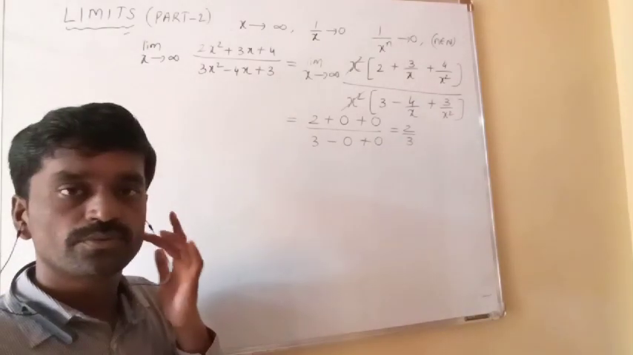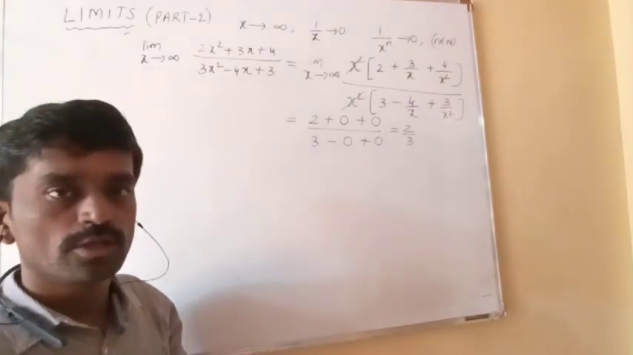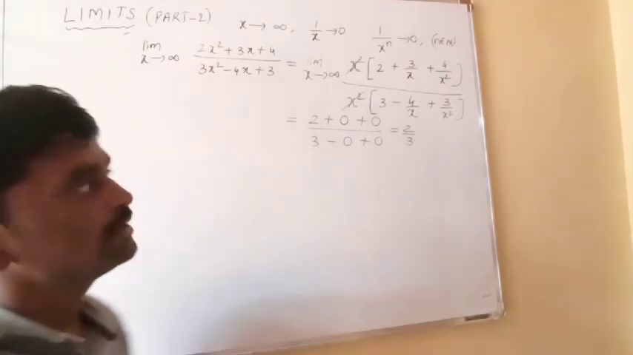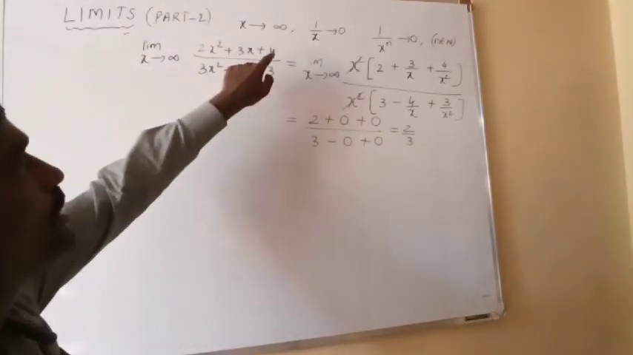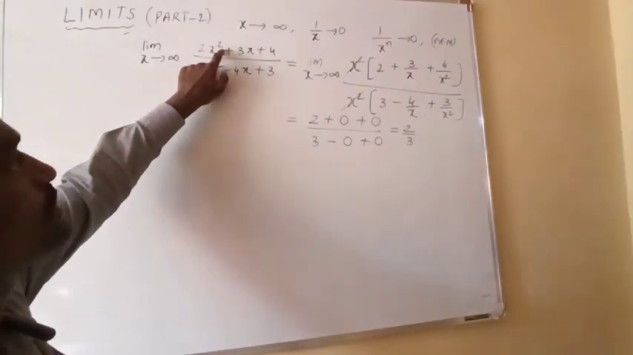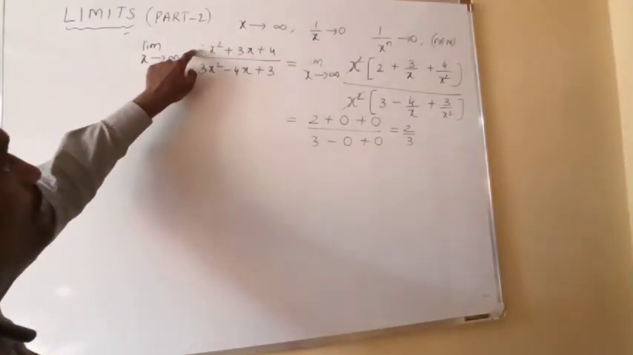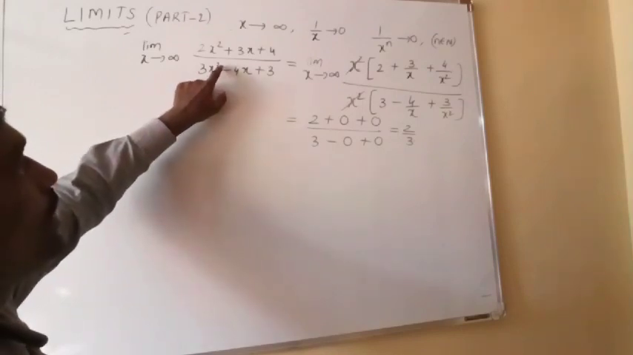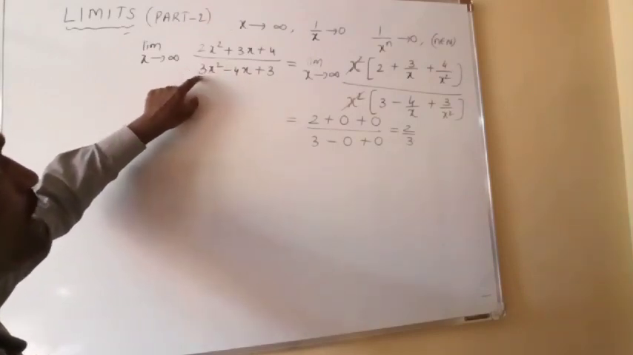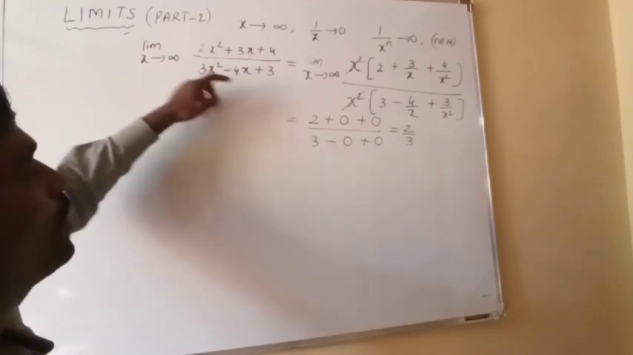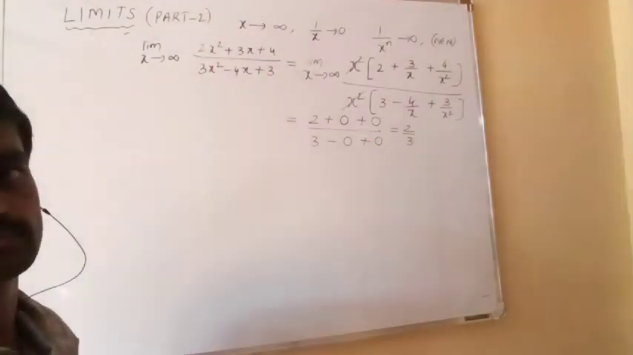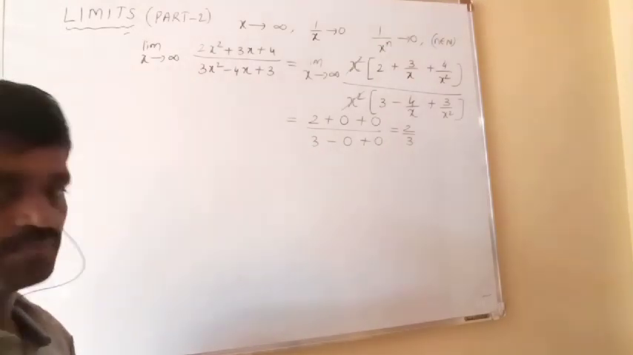What does leading coefficient mean? It is the coefficient of the highest x power in that polynomial. In the numerator polynomial, what is the highest x power? X square. What is its coefficient? 2. In the denominator, what is the highest x power? X square. What is its coefficient? 3. So observe the answer 2 upon 3, because the degrees are the same. I am going to give that formula.